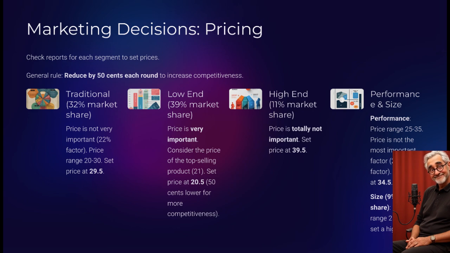High end, 11% market share. Price is totally not important. Set price at 39.5. Performance, price range 25 to 35. Price is not the most important factor, 29% factor. Set price at 34.5. Size, 9% market share. Price range 25 to 35. Can set a high price.